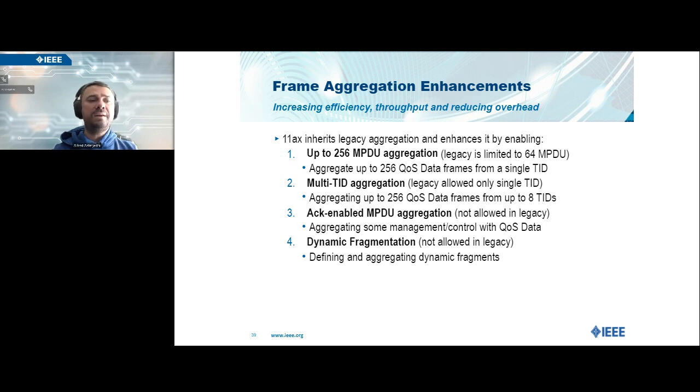And then there are some added flexibilities. For example, within an A-MPDU, we can still include MPDUs that solicit an ACK frame as opposed to a block ACK frame, which essentially allows aggregation of management or control frames with QoS data, which was not possible before. And there is dynamic fragmentation, which was not allowed in legacy, and it is useful, as we'll see, instead of padding, to reduce the PPDU overhead.